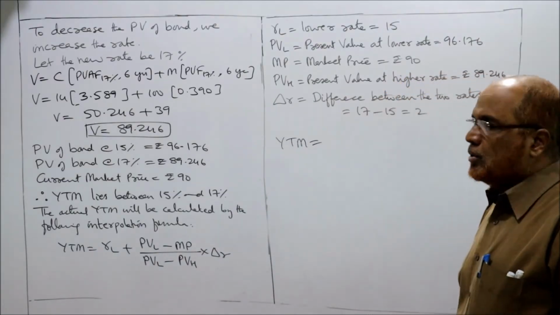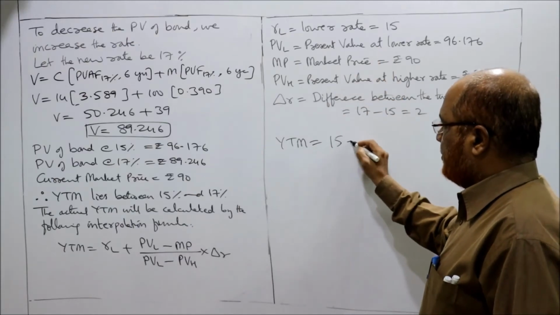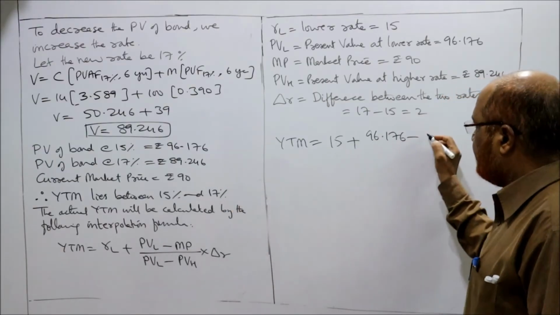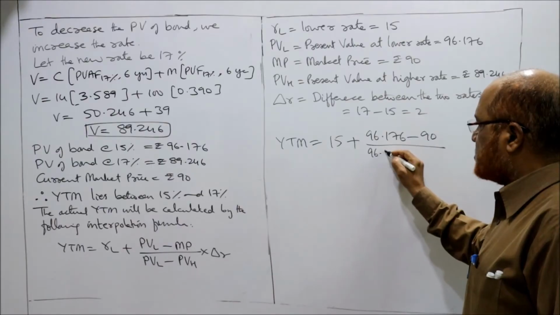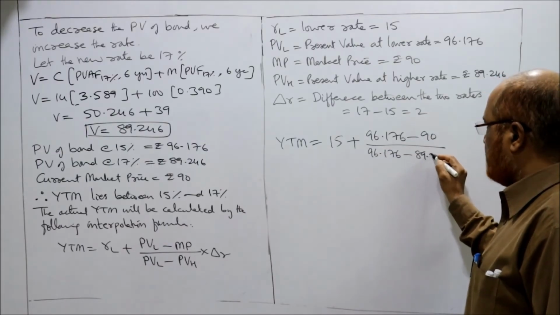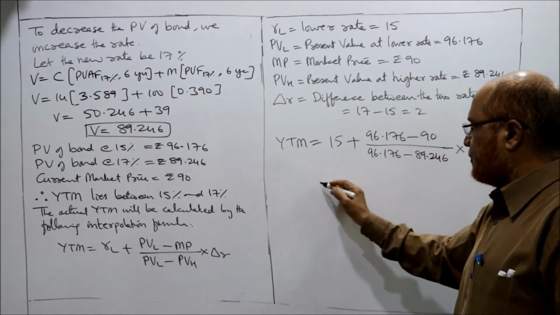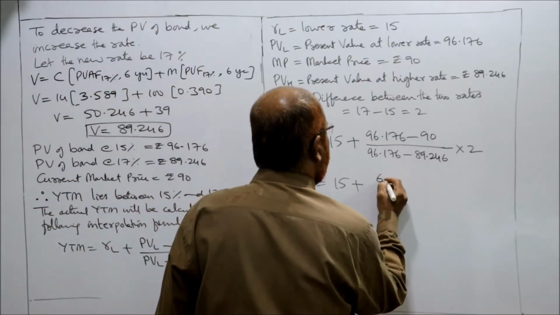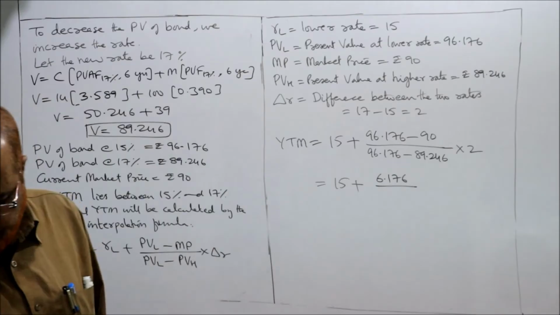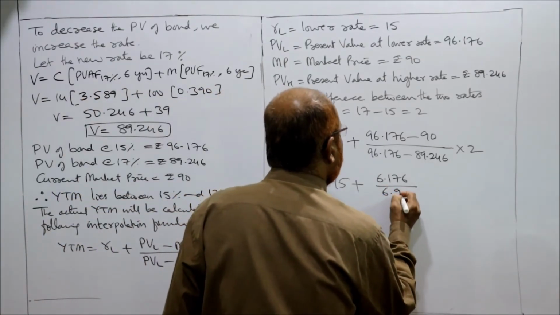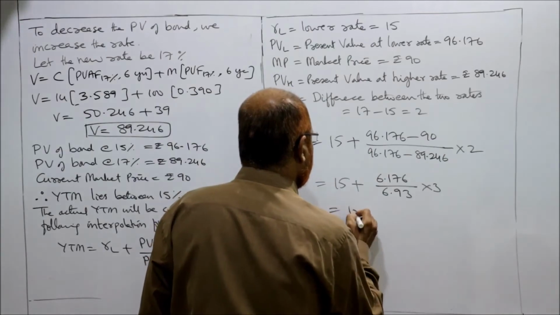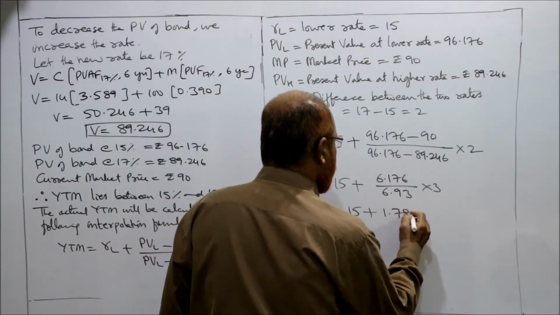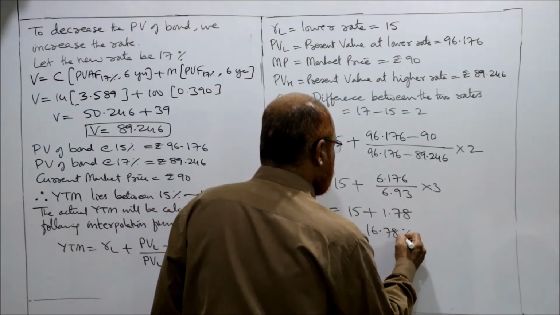Now we simply substitute. YTM is equal to RL, lower rate is 15, plus PVL 96.176 minus MP 90 divided by 96.176 minus 89.246, into 2. 15 plus 6.176 divided by 6.93 into 2. 15 plus 1.78, 16.78%.